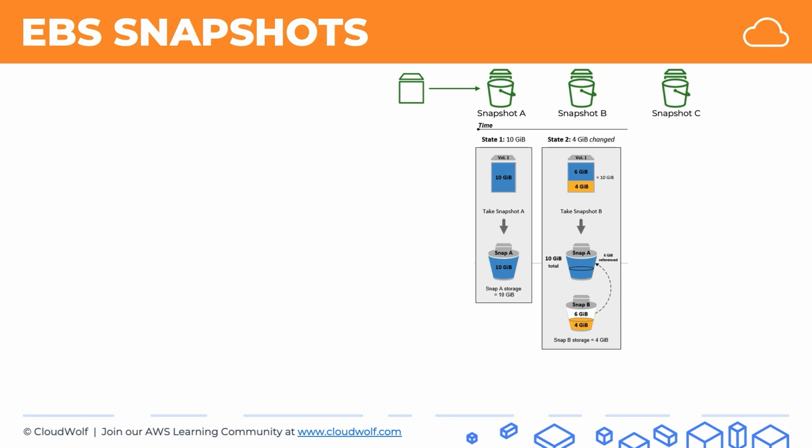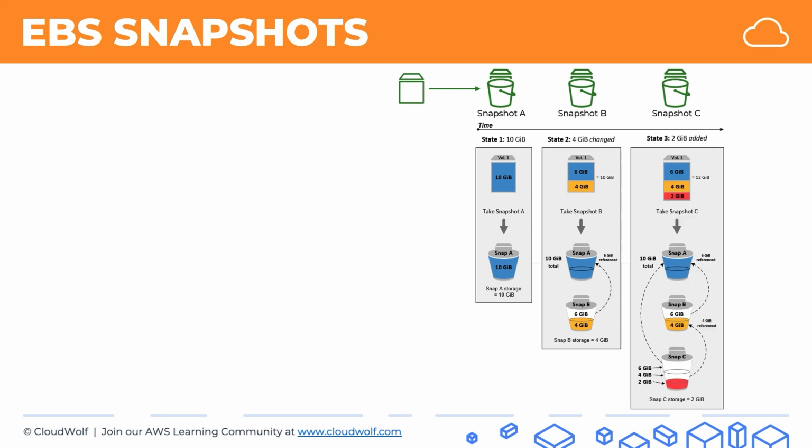Well, what's the point of taking a full snapshot of the EBS volume if the first 6 gigabytes haven't changed and they're already stored in snapshot A? And that's why these snapshots are incremental. And let's look at snapshot C. Let's say you added a new 2 gigabytes on top of the existing 10. Well, snapshot C is only going to store the new 2 gigabytes. It's going to reference the 4 gigabytes in snapshot B and the original 6 gigabytes in snapshot A. So that's how incremental snapshots work. And another thing to important understand, the reason for this is to make it more efficient and cost effective.